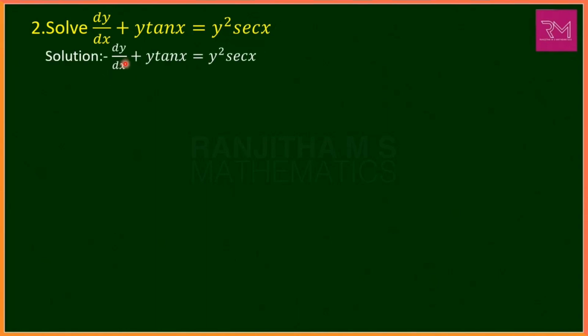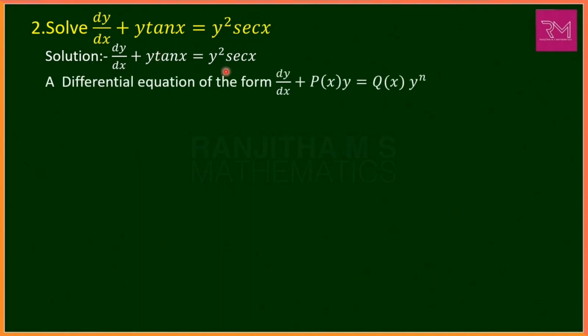Take the given problem. Observing it clearly, the given differential equation is of the form dy by dx plus p of x into y, which is equal to q of x into y power n. So this is a Bernoulli's form equation. We have to reduce this form to a linear differential equation form. We have to divide this equation by y square. That is the next step.